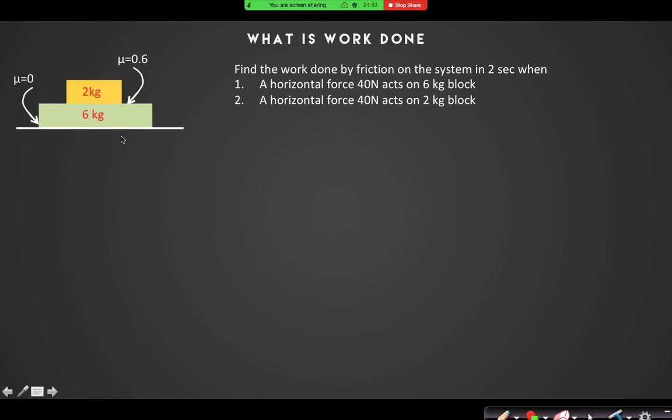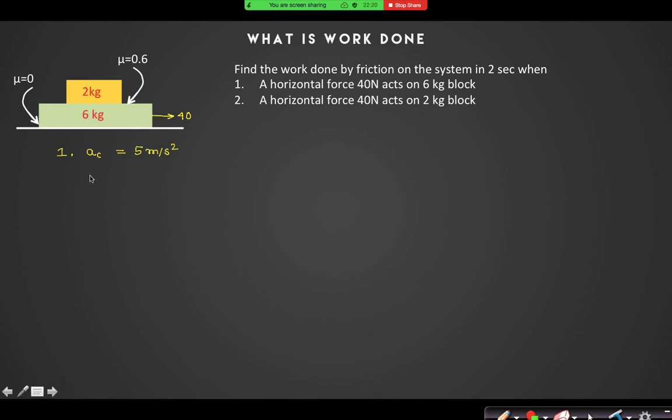In the first case, horizontal force acts on the 6 kg block, right? So this is the 40 Newton force acting on the 6 kg block. In this case, what is the common acceleration of that body? Can I say it is 5 meter per second square? Yes, sir, absolutely.